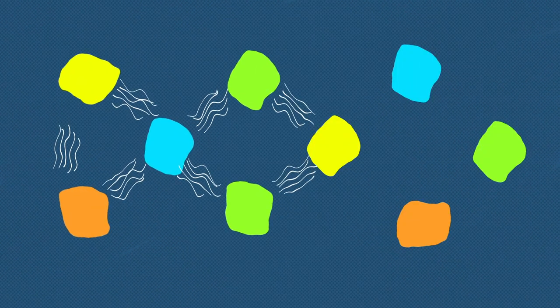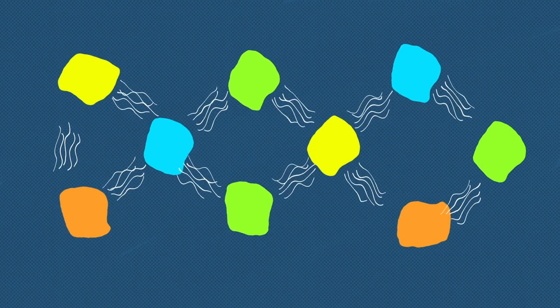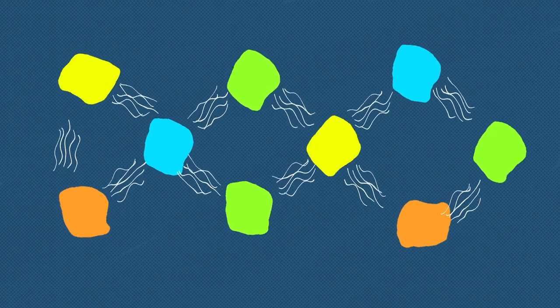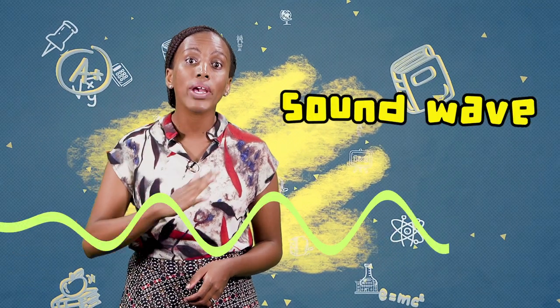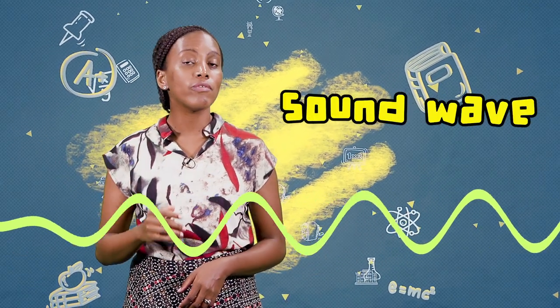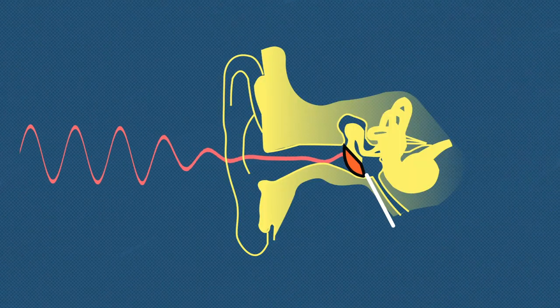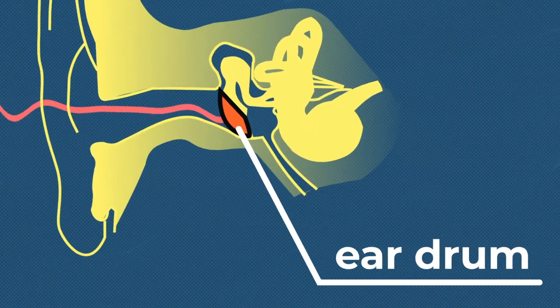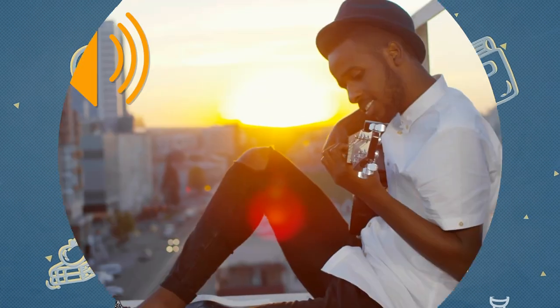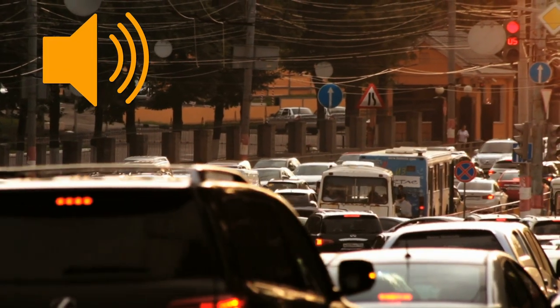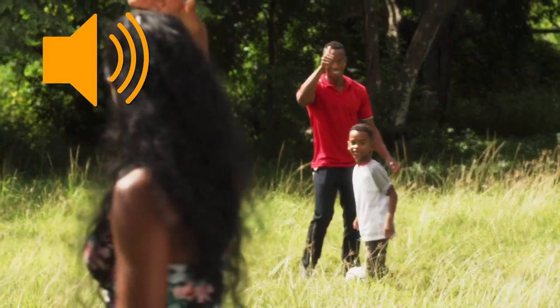Once a sound starts, a few molecules vibrating knock into more molecules and the vibration is passed on, making the molecules next to the molecule vibrate too. This continues and the process is called a sound wave. If the sound wave reaches our ears, it hits something we call the eardrum. And that vibrates, sending messages to the brain, and we can recognize that sound as beautiful music, noisy traffic, or your mum calling you that it's lunchtime.